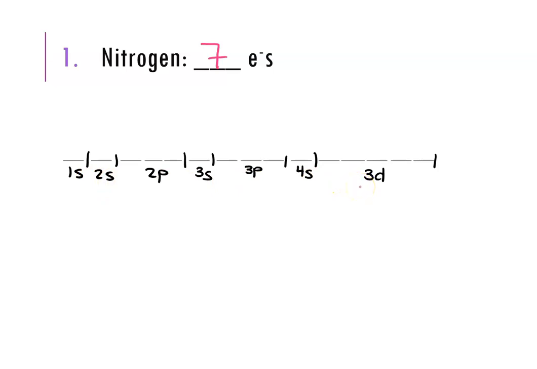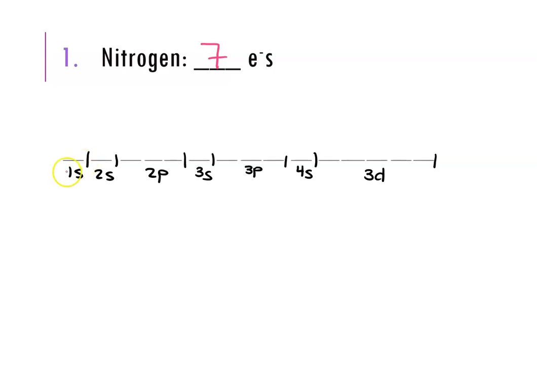Each electron is going to be an arrow. On each line, I can fit a maximum of 2 electrons. When I put 2 electrons on a line, one electron has to be facing up and the other one has to be facing down. They cannot be going in the same direction.